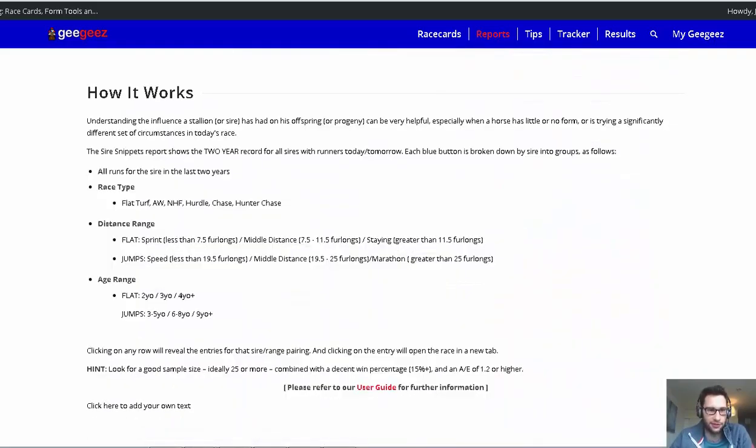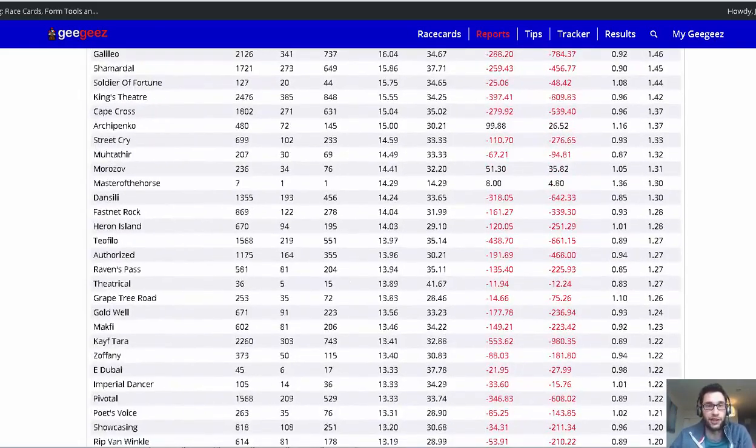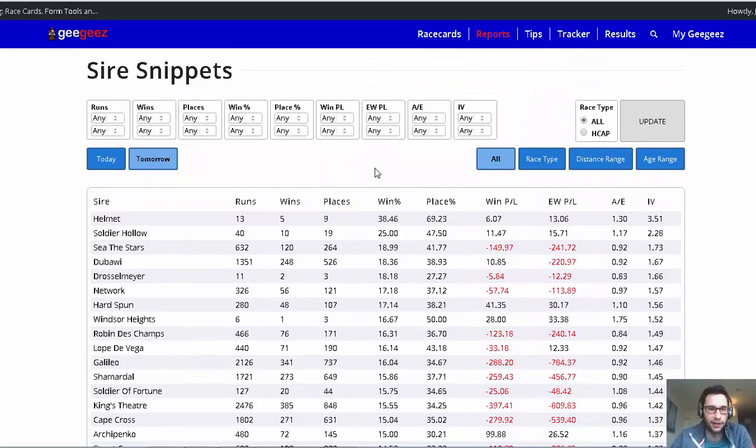So race type sorts it into the sire's record in those different race types you can see there. Distance range, there are certain distance ranges there, flat and jumps, and the age range as well. So they're all important factors when looking at sires. I know some of you really like your breeding and unexposed horses and everything. I haven't got into using this report fully yet, and I should probably pay more attention to it, because there's some fantastic information within it, which is all crucial to helping decide what to bet on.